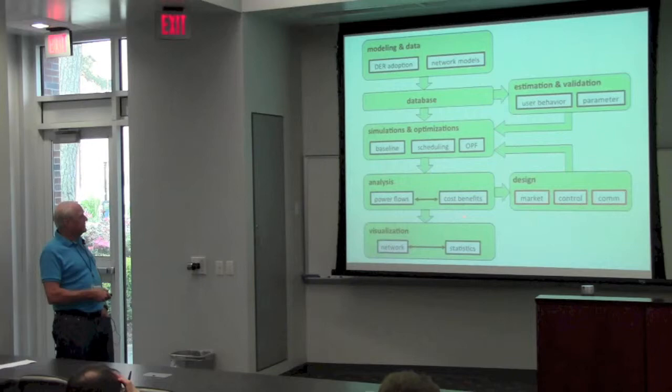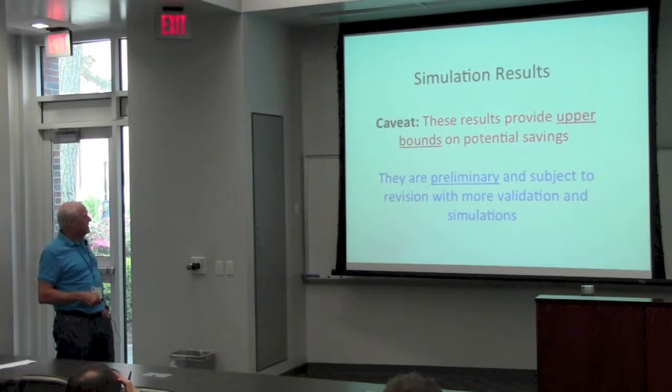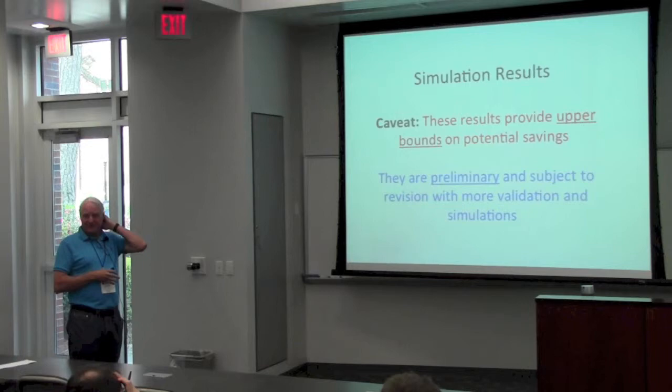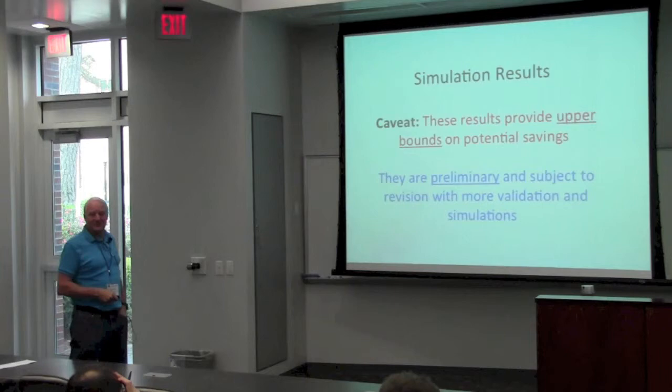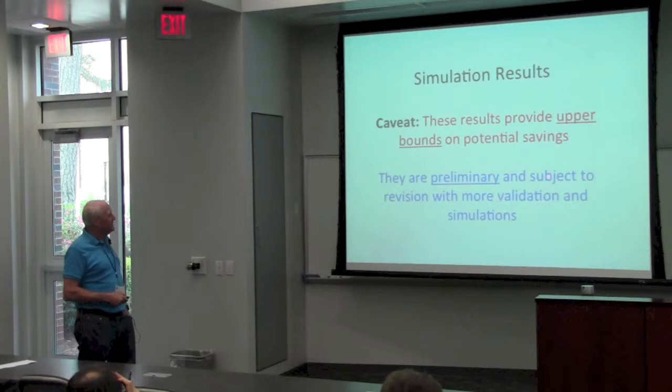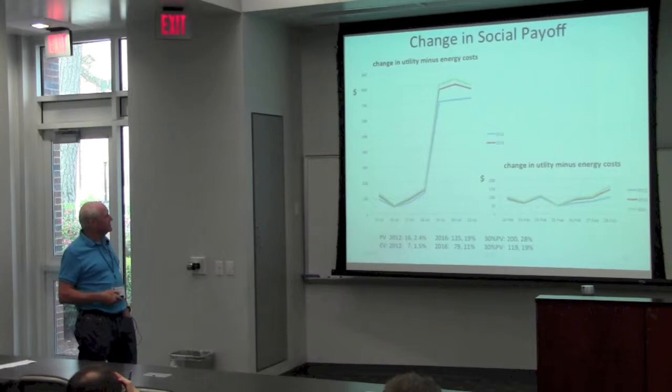And this is the strong caveat. First of all, these results assume away all sorts of frictions and everything, so these are really upper bound numbers. And they're also preliminary, and I reserve the right to change them tomorrow if I find out something's wrong. So I have to be careful about this. But they're sort of instructive, I think, at least.